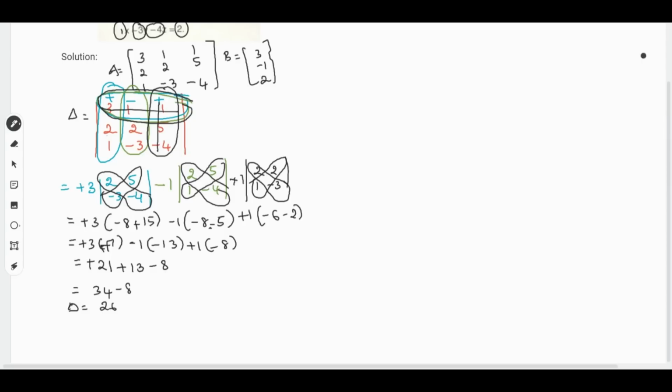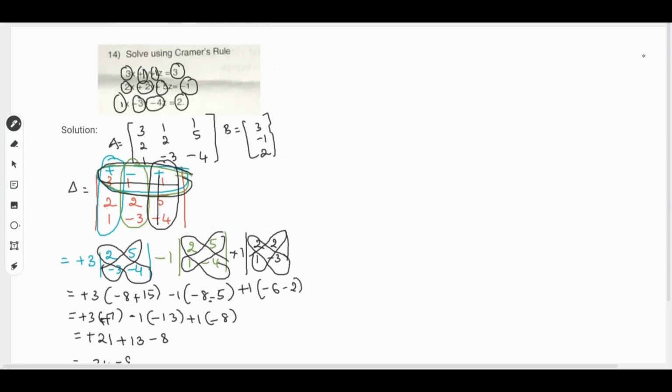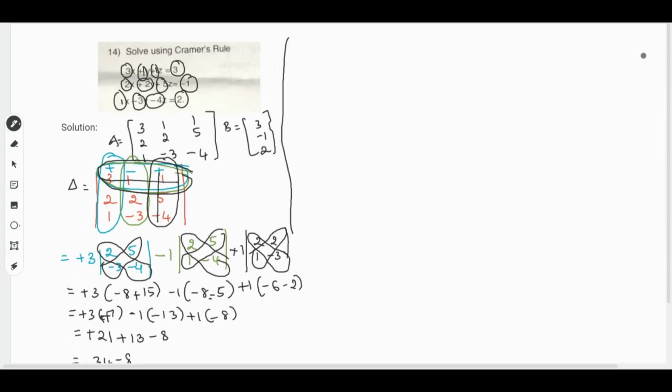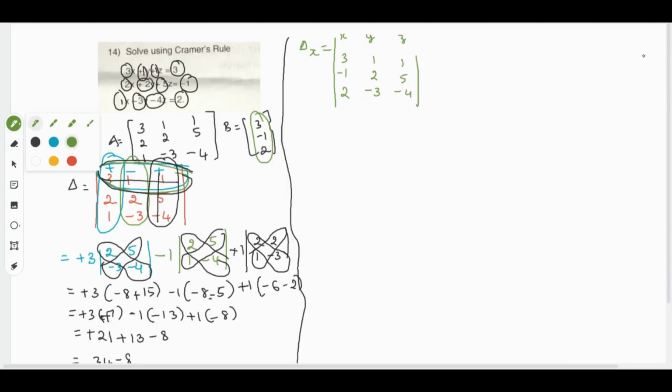Then next step will be, same way we'll find now delta x. What will be delta x? So first value will be x, second value will be y, and third value will be z. So in the place of delta x, meaning in the place of x, we'll write this b value, that will be 3, minus 1, 2. The remaining two lines will be similar to this determinant, that will be 1 2 minus 3, 1 5 and minus 4. So now we have to find the determinant of this.